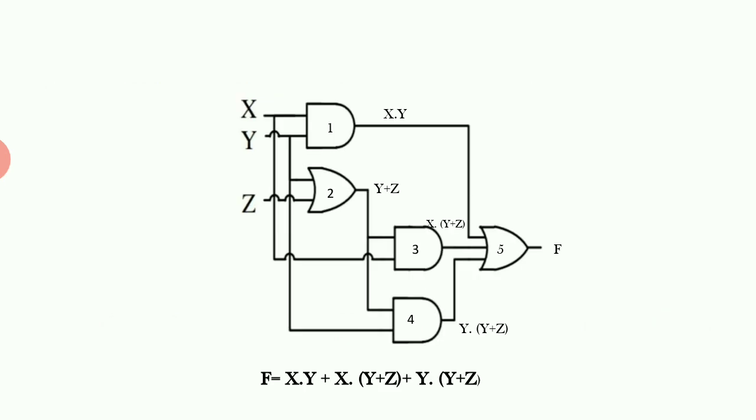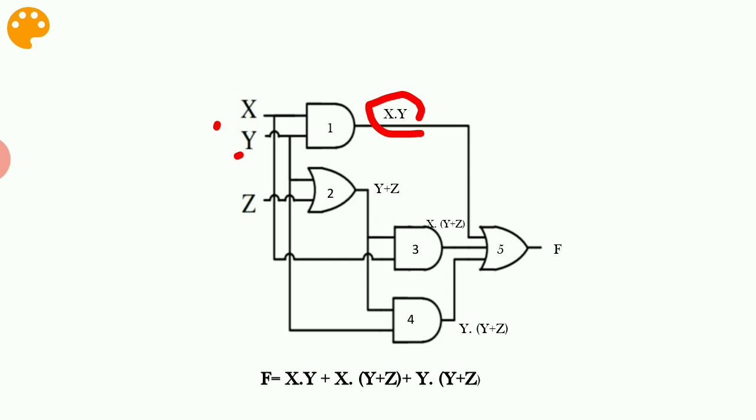Here I have marked the 5 logic gates as 1, 2, 3, 4 and 5. I hope all of you know how to identify an AND gate and an OR gate. Here we have 3 AND gates and 2 OR gates. So what are the inputs of the first AND gate? X and Y are the inputs of the first AND gate. So its output will be X into Y.